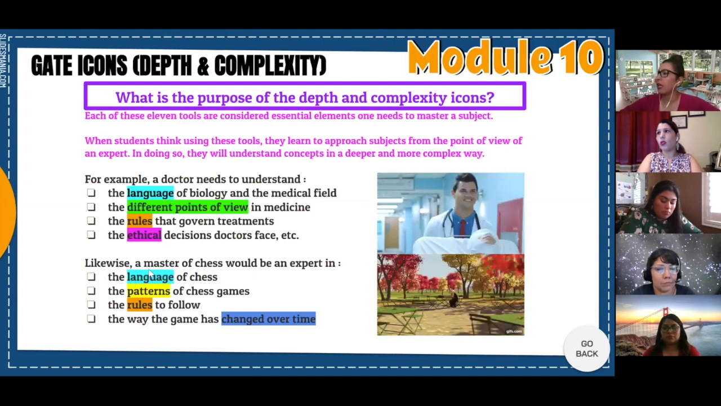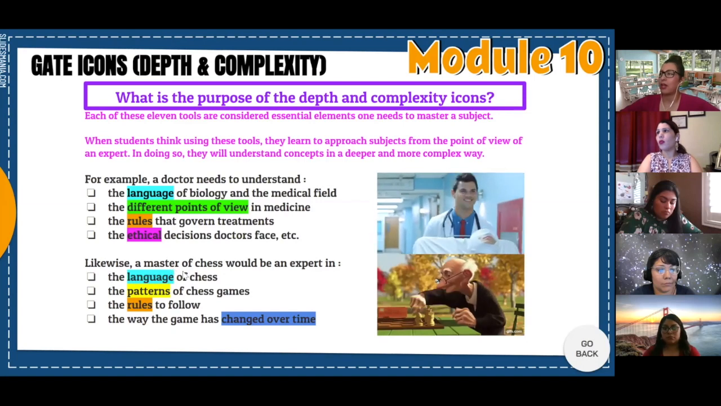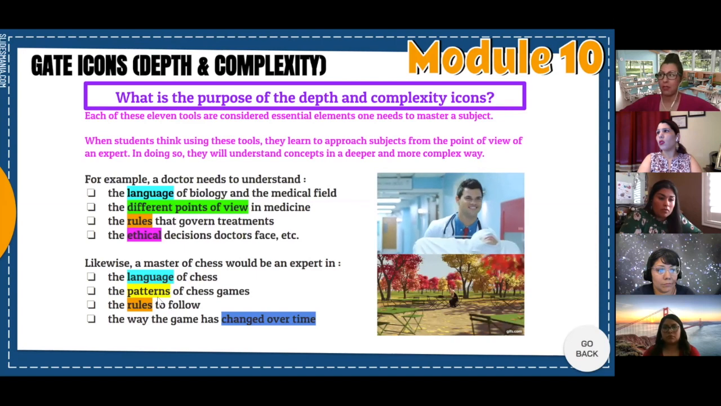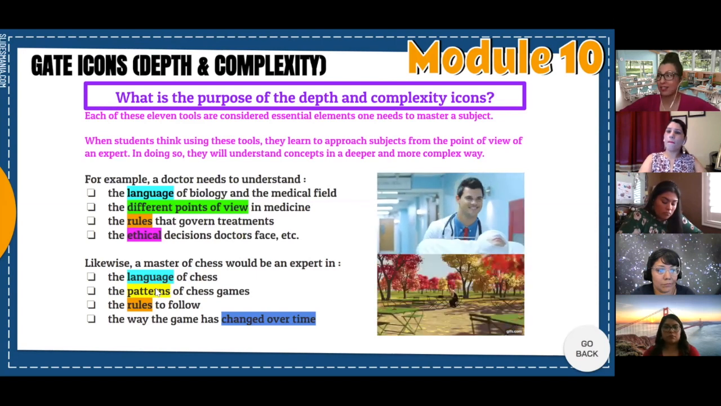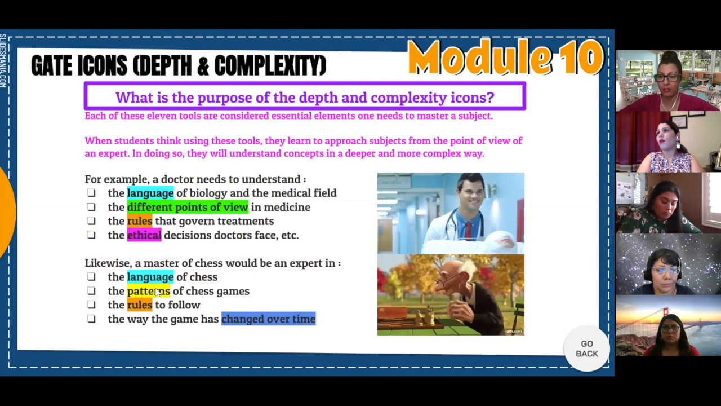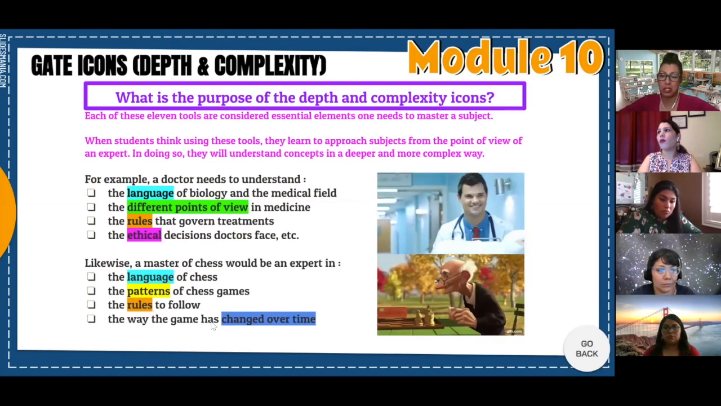And then for master, so a master of chess would be an expert in the language of chess, the patterns, and so all these highlighted words are icons. And so if you're teaching chess, you can talk to them about the patterns and the importance of the patterns on the game board, and that there are certain rules that they need to follow when they're playing chess, and the way the game has changed over time.